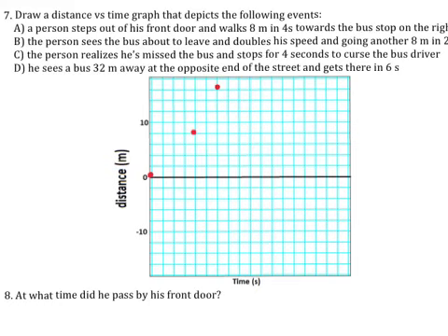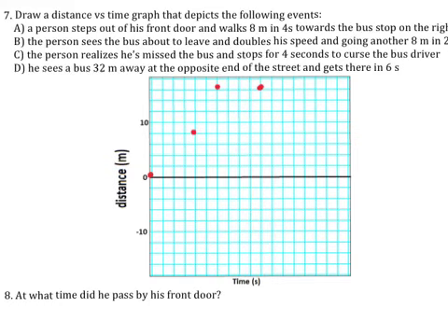The next thing that happens is the person realizes he's missed the bus and stops for 4 seconds. 1, 2, 3, here it is. For 4 seconds the person didn't go anywhere. They just sat there, 16 meters away from their doorstep, looking like a fool.